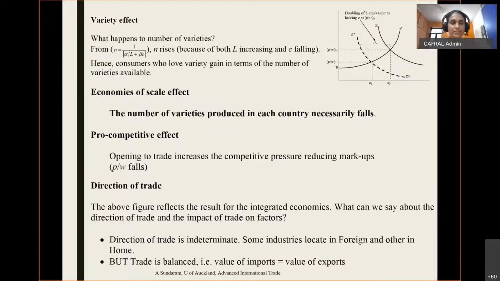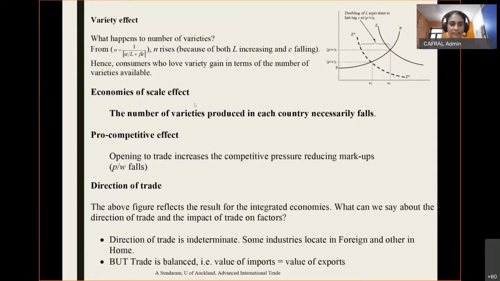So you can see here what happens to the number of varieties, right? We know that n equals 1 over alpha over L plus beta times C. So n rises because, of course, L has increased, and we saw from the equilibrium that C has fallen. Both of this means that n has gone up. Right? So let's summarize the impacts here.